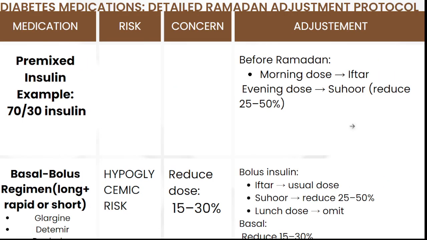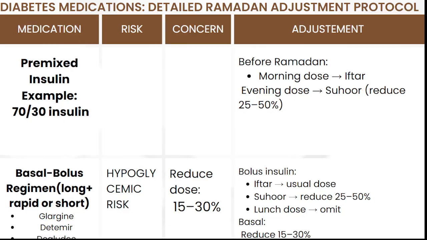Premixed insulin like Humulin, Humalog, or Mixtard 70/30 insulin. Better, I will use the morning dose, I will shift it to iftar, and the evening dose in suhoor, I will reduce it by 25 to 50% according, of course, to the response, to avoid hypoglycemia.